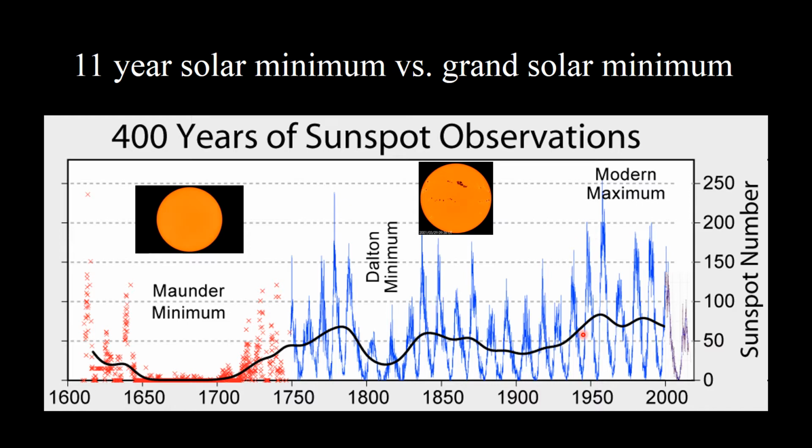When the sunspots peak very highly, like they have for the last 100 years, that's called a grand solar maximum. The last major grand solar minimum we had was during the Maunder Minimum of 1650 to 1720. It lasted about 6 sunspot cycles, 6 11-year cycles, so about 70 years. We also had a shorter grand solar minimum during the Dalton Minimum of the early 1800s.